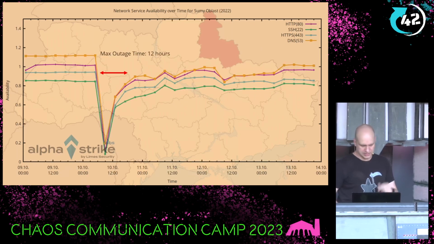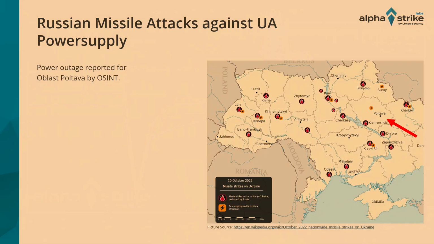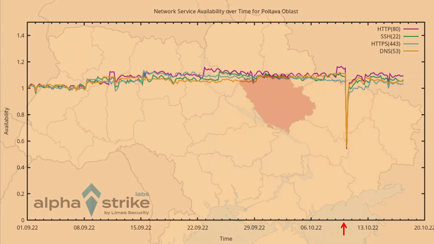So this data here was for Sumy. We can also see this for Poltava. Poltava is the same.